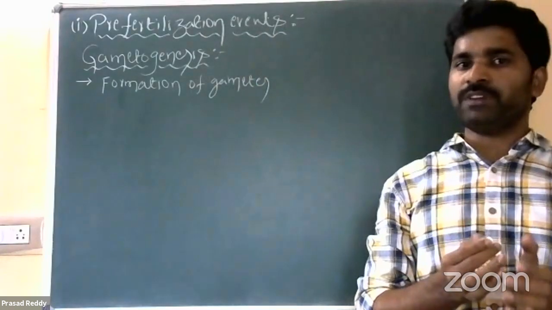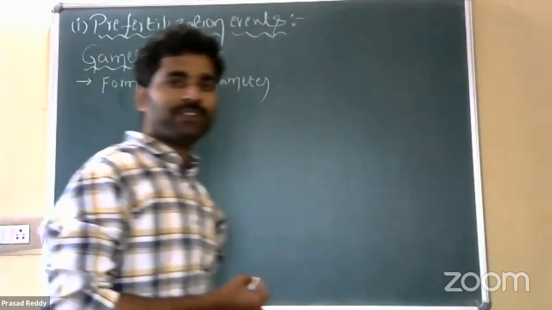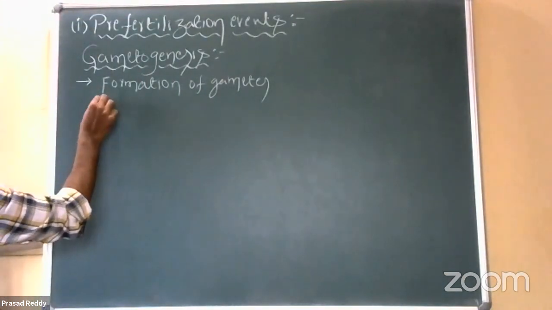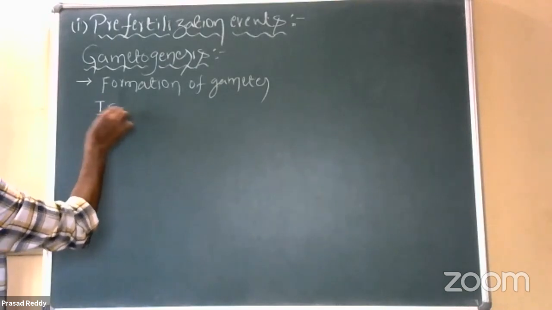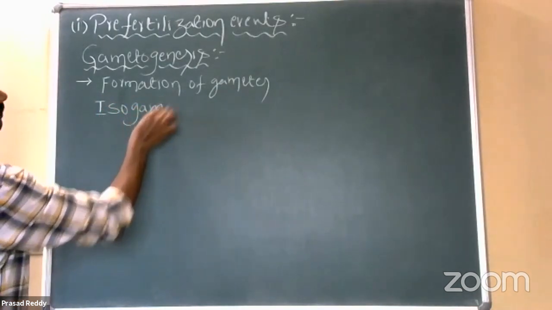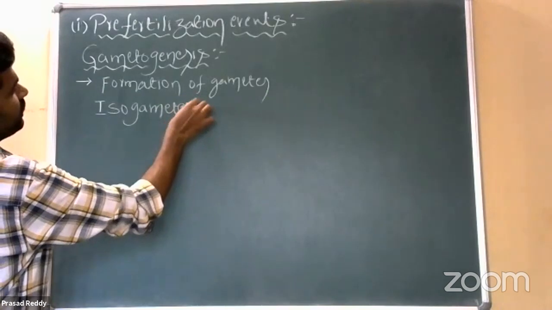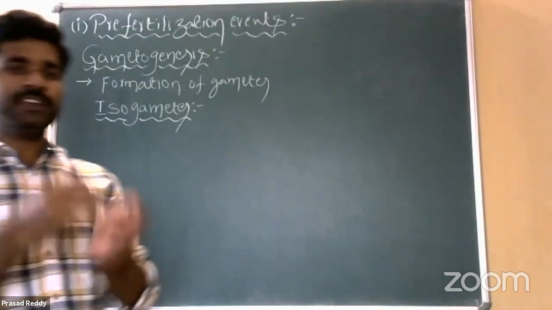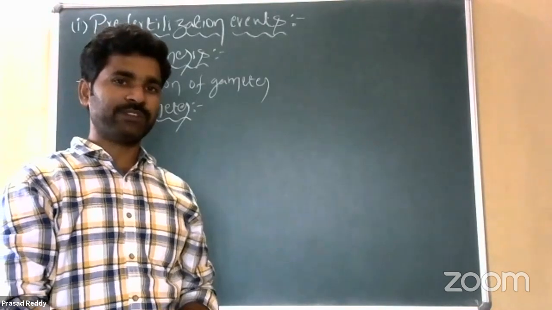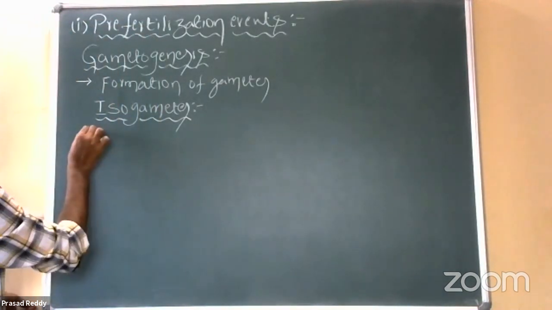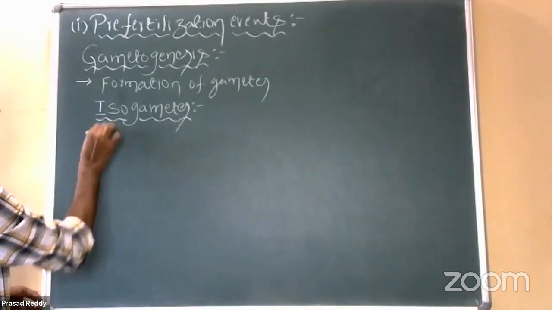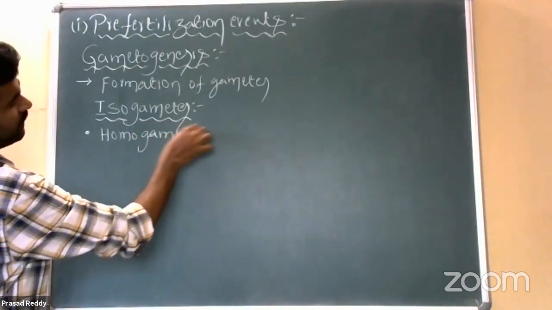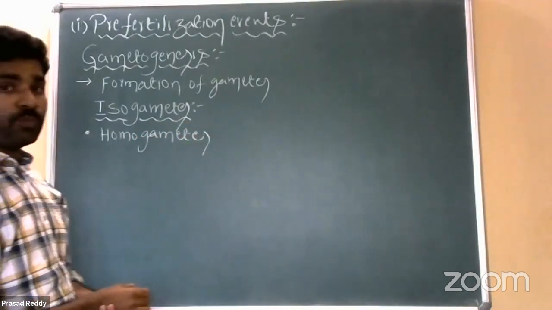We can't differentiate those gametes into male and female. That type of gametes are called isogametes. What are isogametes? The gametes which are not differentiated structurally into male gametes and female gametes are called isogametes. These isogametes are also called homogametes.